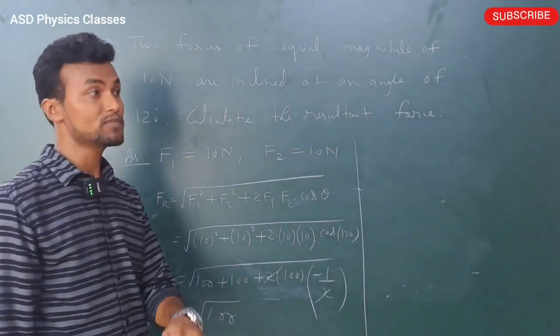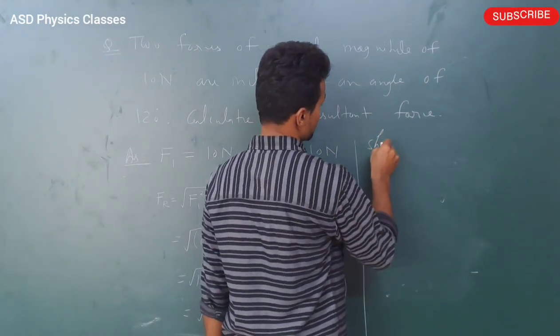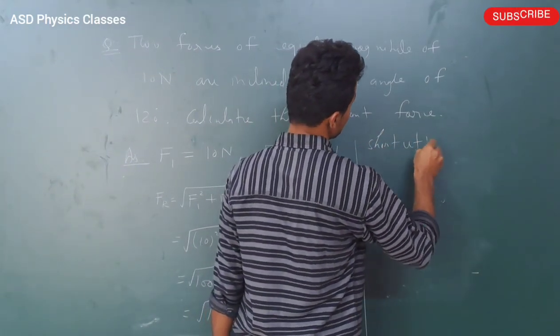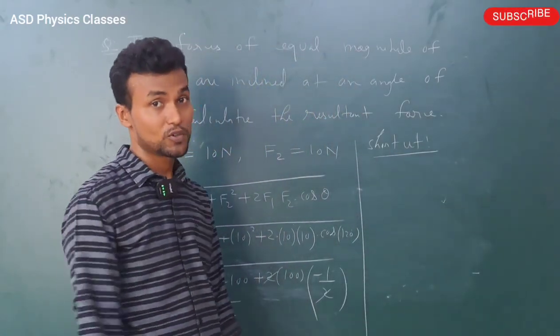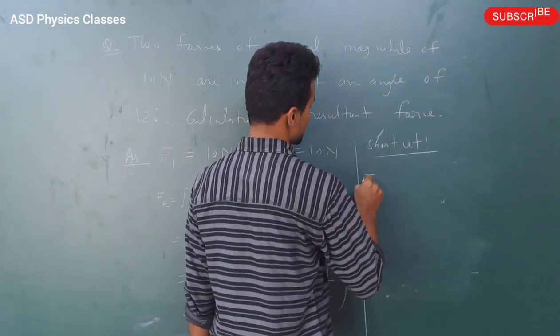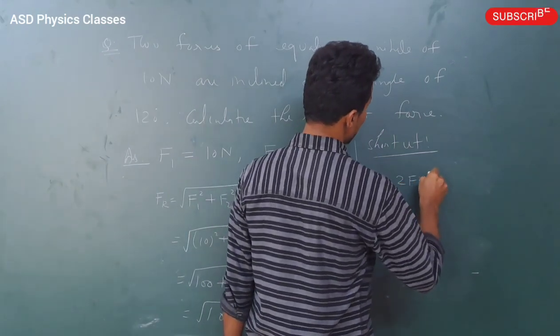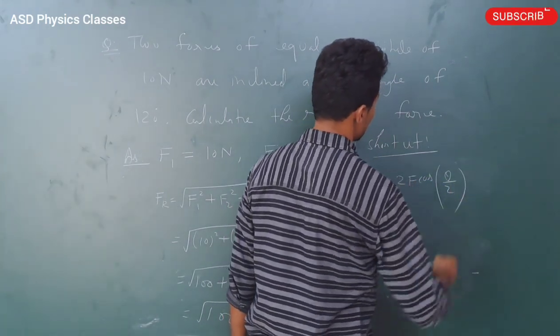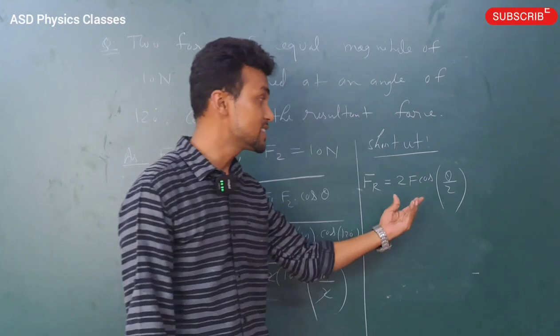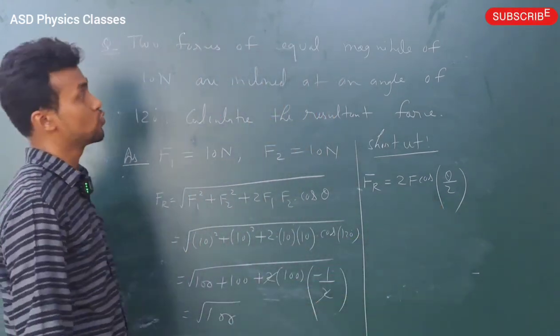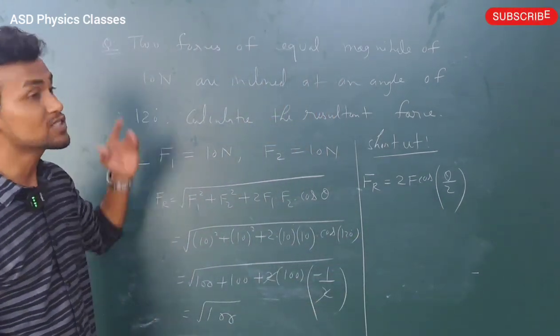But if I talk about the shortcut method, see here please, shortcut. Next class I have to teach you some of the cases actually. So for the shortcut method, this resultant force we can directly write with the formula 2F cos theta by 2. But the thing is that here the forces should be equal. And in the question what is given? Both these forces are equal only.